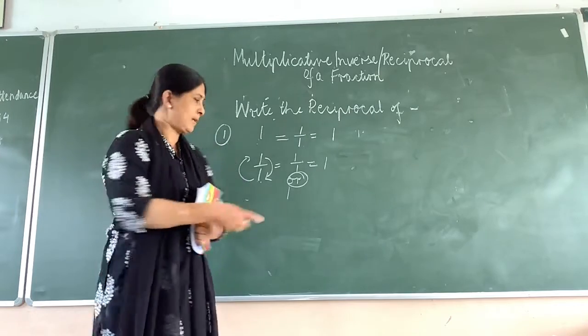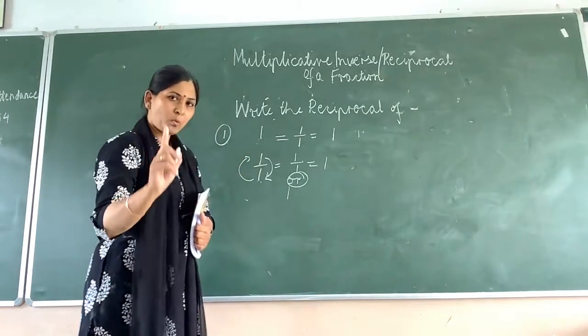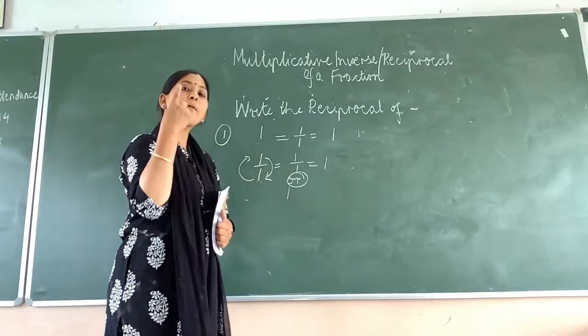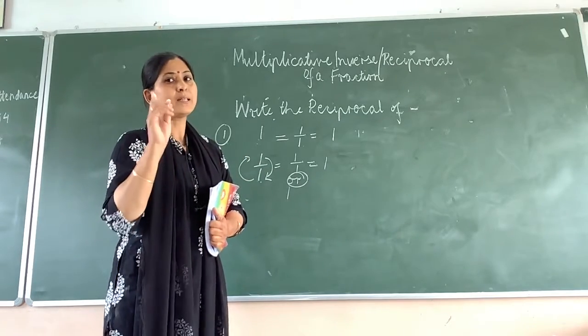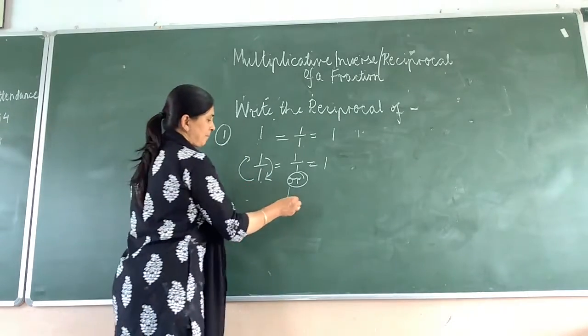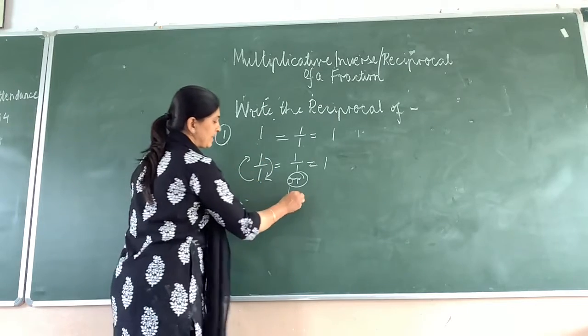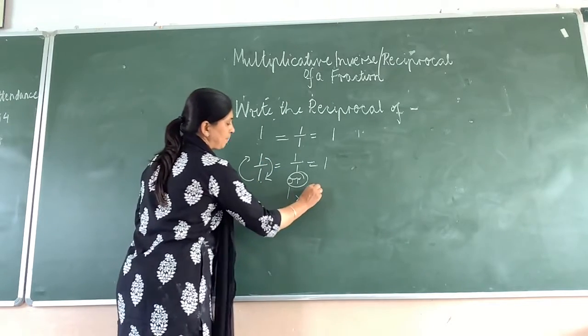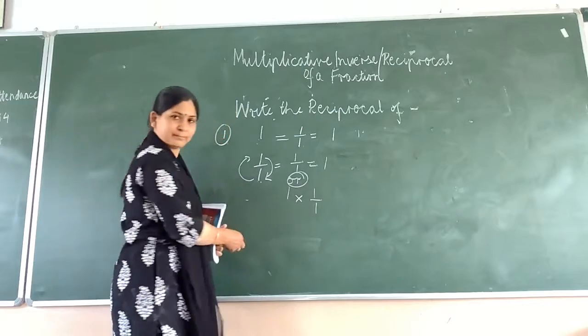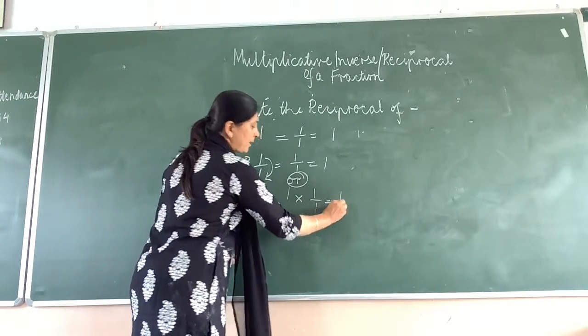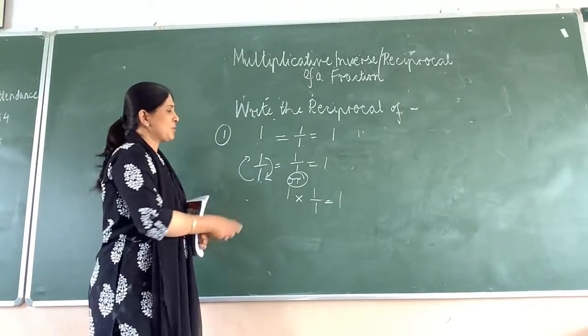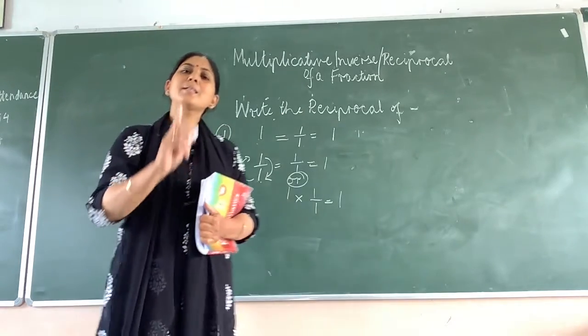Think like this. We have to find the reciprocal of 1. 1 should be multiplied by which number so that the product is 1? See, if we multiply 1 by 1 over 1, their product will be 1, isn't it? So, the reciprocal of 1 is 1.